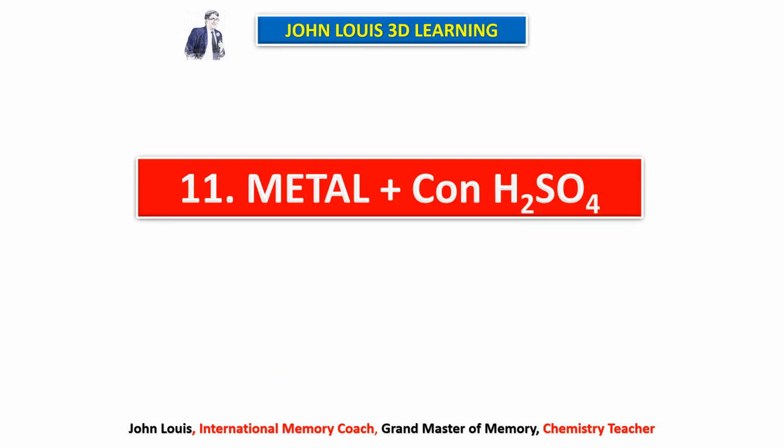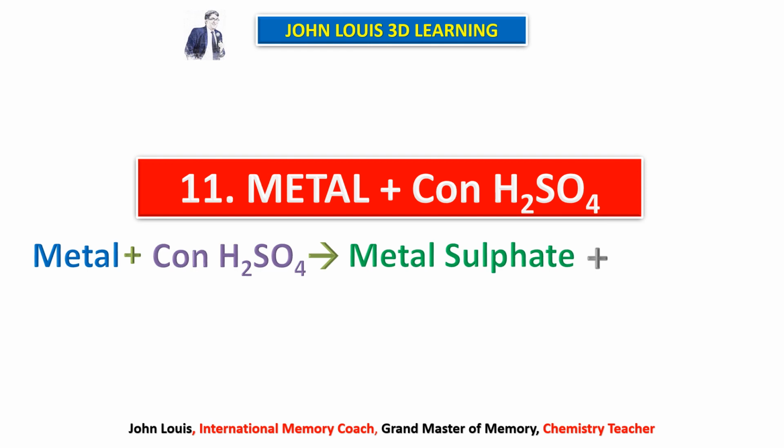Metal plus concentrated sulfuric acid. Now we have moved to the next type, the 11th type, metal plus concentrated sulfuric acid. So what's the rule? Metal plus concentrated sulfuric acid gives metal sulfate plus water plus sulfur dioxide. If you remember this rule, it becomes very easy. When metal plus concentrated sulfuric acid is used, it doesn't behave like element plus compound. It behaves according to this rule: metal sulfate plus water plus sulfur dioxide.